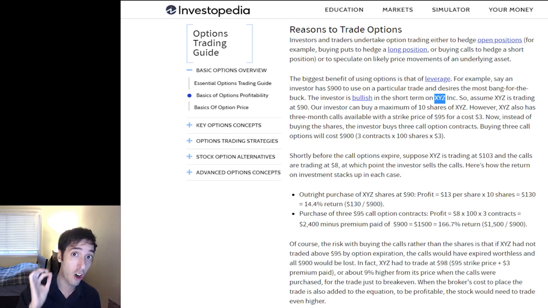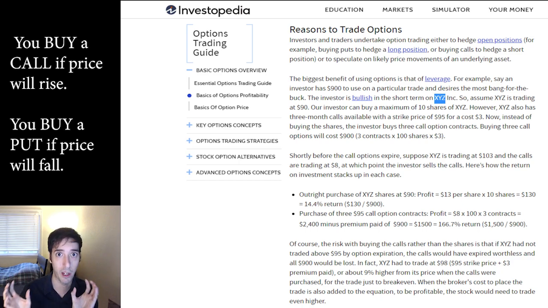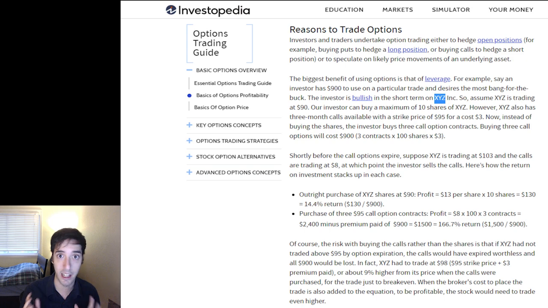You would buy a call option if you think it's going to go up, and you would buy a put option if you think the price is going to go down for the company. So calls and puts are the two different ways to play options. One is you're betting that it's going up, put is you're betting that it's going down. That's neither here nor there, I just wanted to clarify the language.